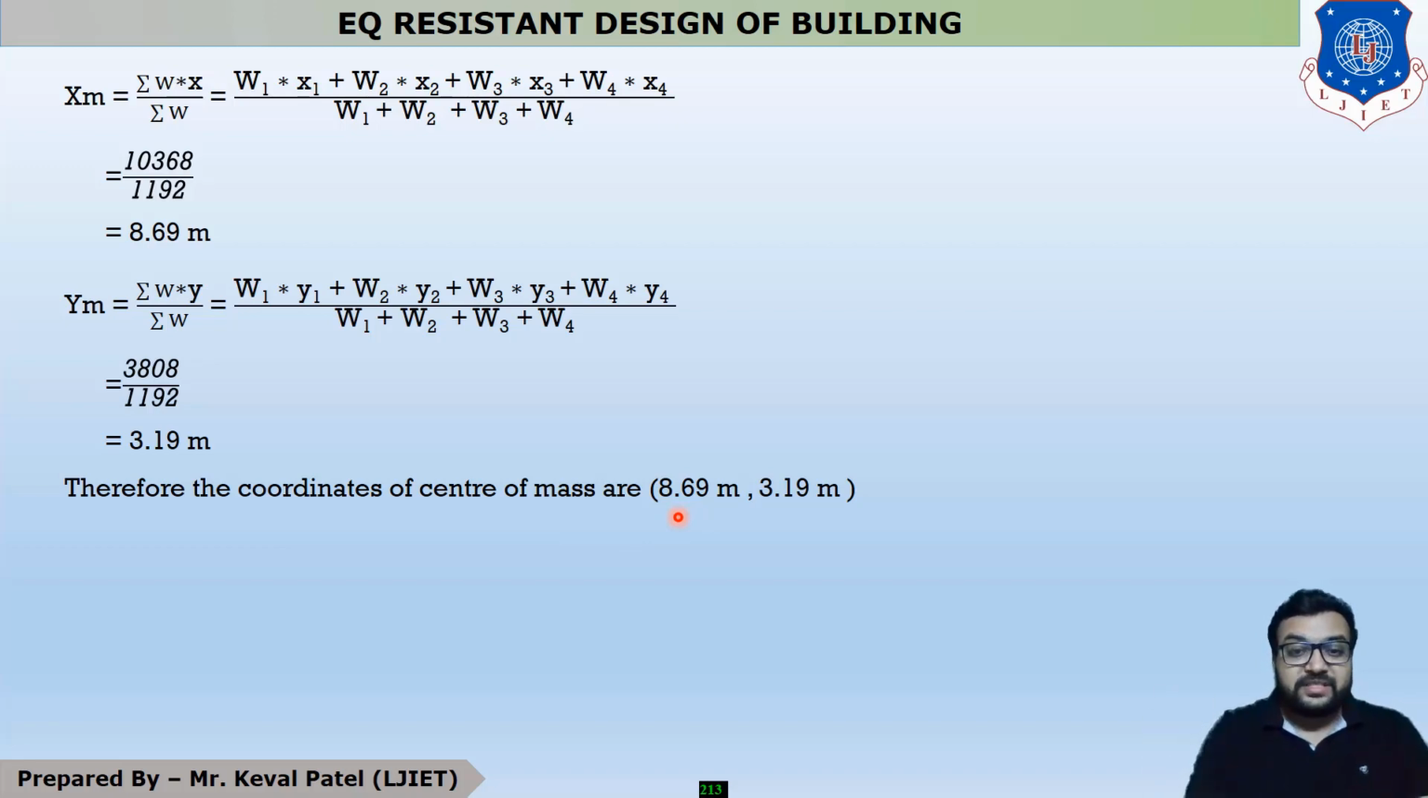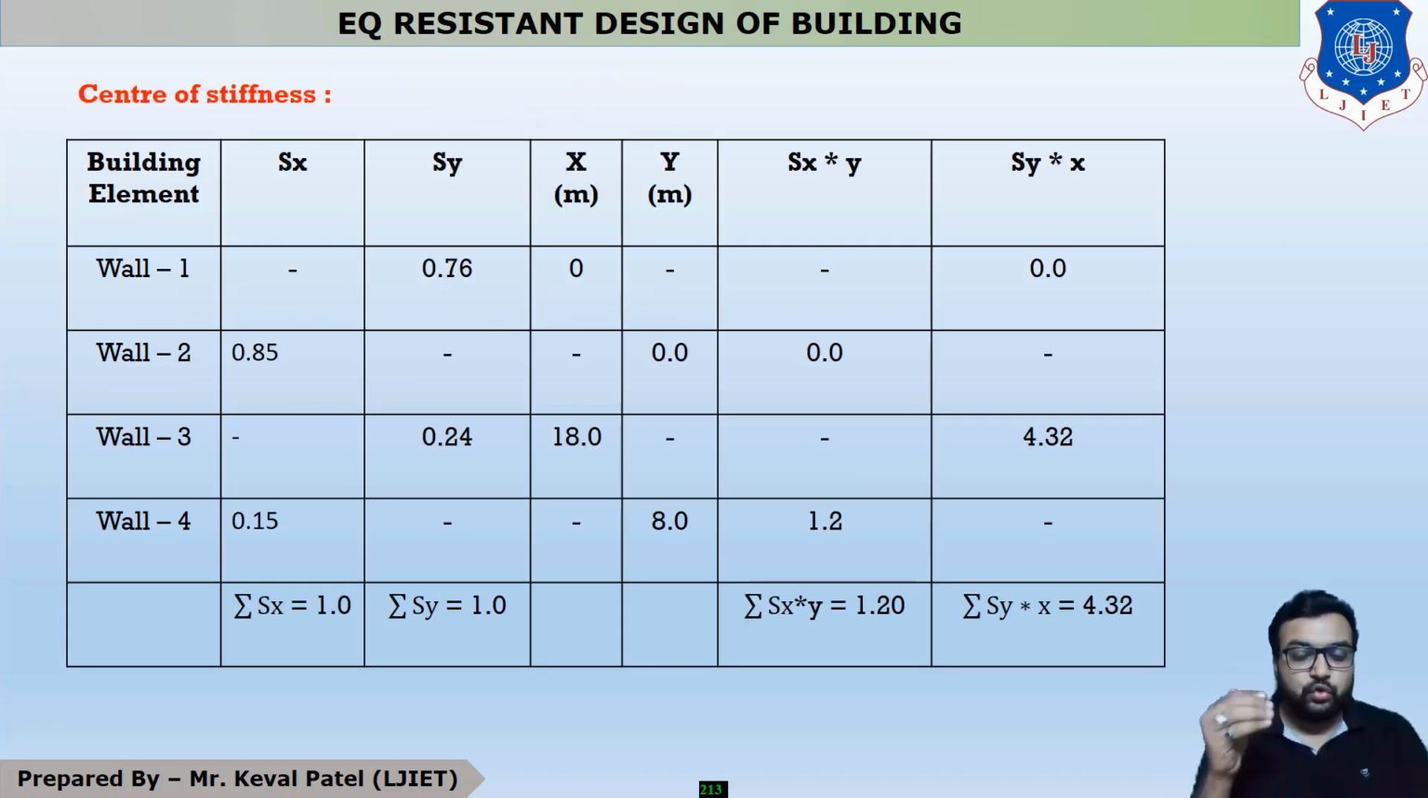Now our turn is center of stiffness. You all know that there are four components: wall 1, 2, 3 and 4. These components are taking load. Here we have Sx and Sy, which mean the direction. Your wall 1 is in vertical direction, so our Sx is 0 and Sy is 0.76. This is the rigidity of wall 1.